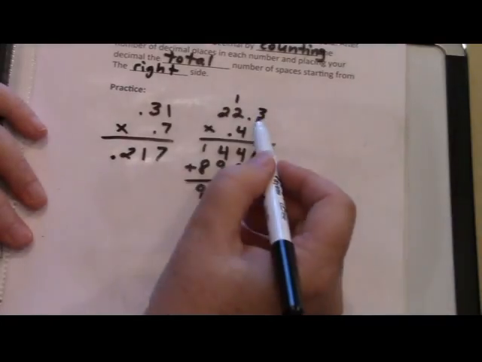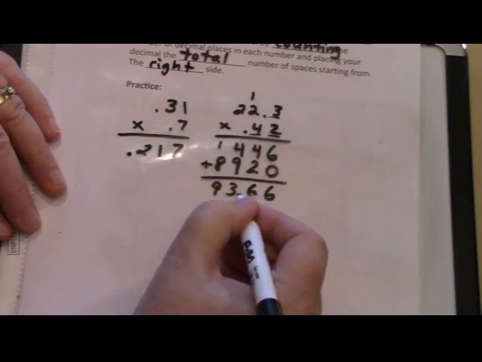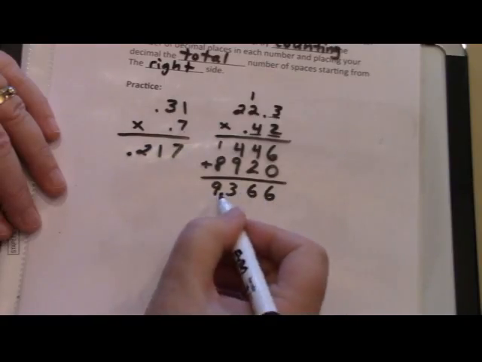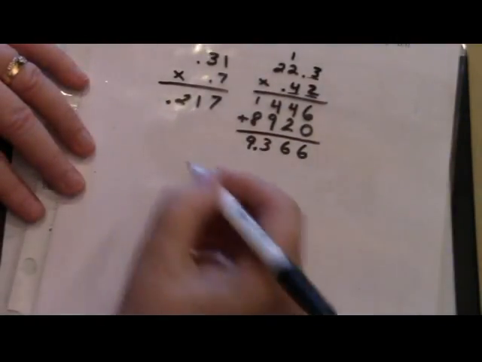All right, now I'm at the end of my problem, and now is when I get to look at where my decimal goes. Well, how many places do we have? We have 1, 2, 3 again. So starting from the right, 1, 2, 3, and my answer is 9.366. Let's do another one.